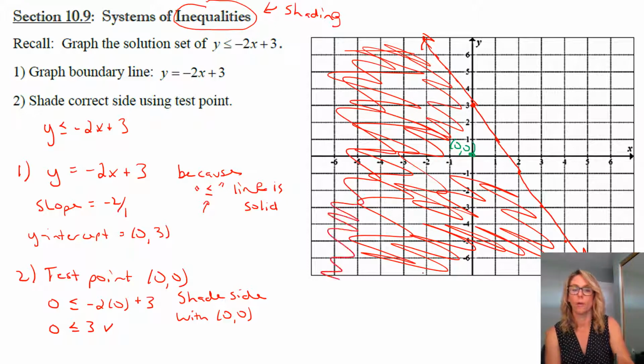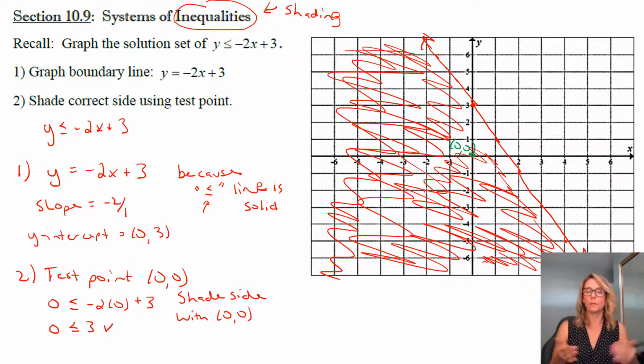Now, what you want to understand is that any point that is on that side. So I picked 0, 0. I could have picked negative 4, 1. I could have picked 0, negative 4. I could have picked negative 3, negative 3. Anything on that side I could have picked, and the inequality still would have been true. If I had chosen anything on the other side, I would have had something that was not true. It would have given me something false. That would have told me, don't shade that side, because none of those points are going to make the inequality true, and therefore none of them should be part of our solution. So that's the big idea that's happening here.